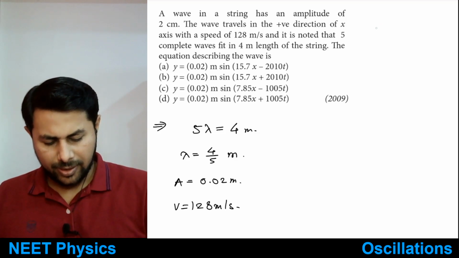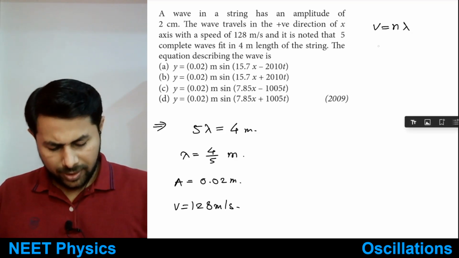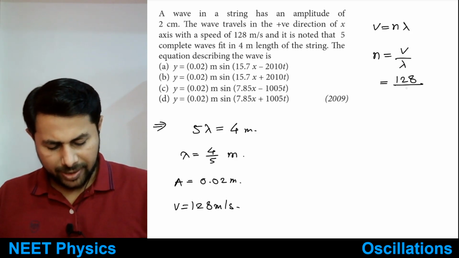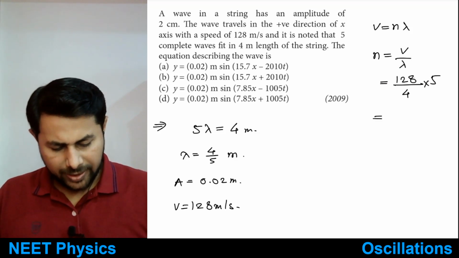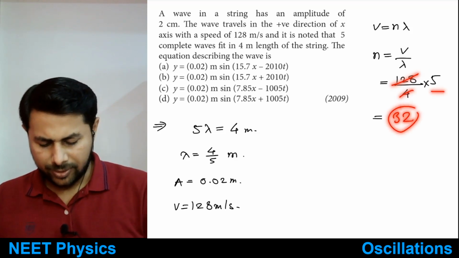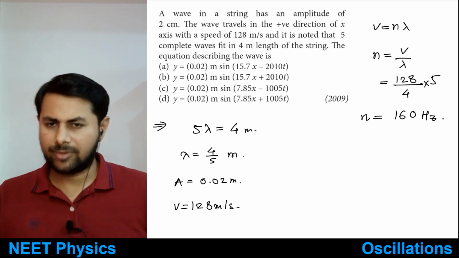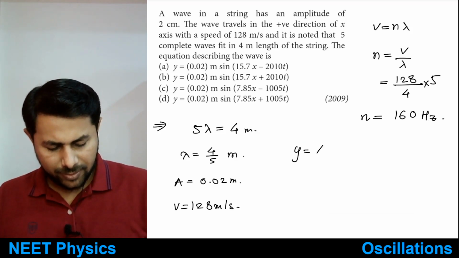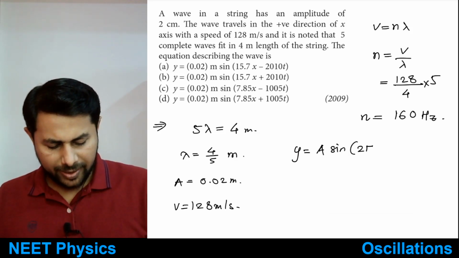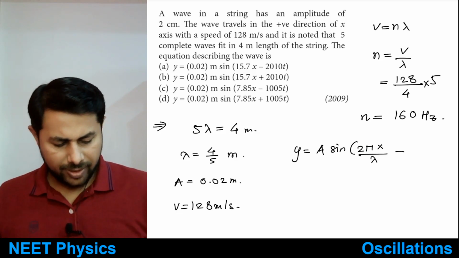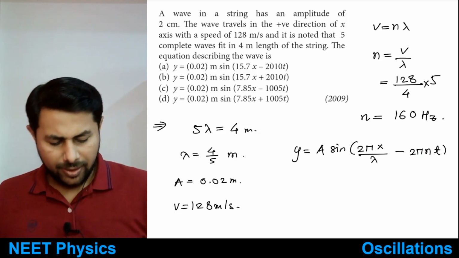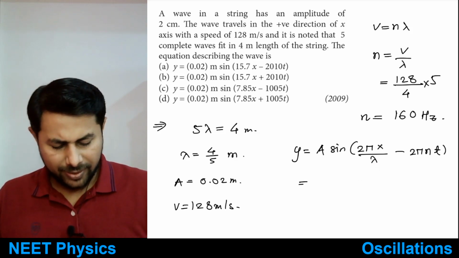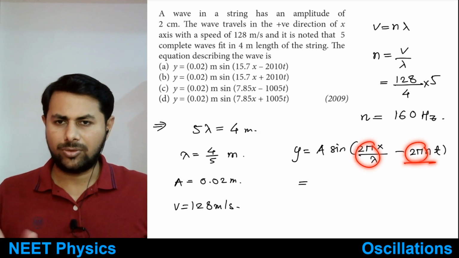Then you know speed v is equal to n lambda, right? So n is equal to v by lambda, and that is 128 divided by lambda, which is 4 by 5. What is 128 divided by 4? I guess it is 32. 32 times 5, so this is 160. So frequency is 160 hertz. And then you can make use of any equation. Equation of a wave: y is equal to A sine of kx, which is 2 pi x by lambda, minus 2 pi nt. Y is equal to A sine of kx minus omega t, but because it is all solved over here, we are making use of this one. So we are writing k as 2 pi by lambda and omega as 2 pi n, right?